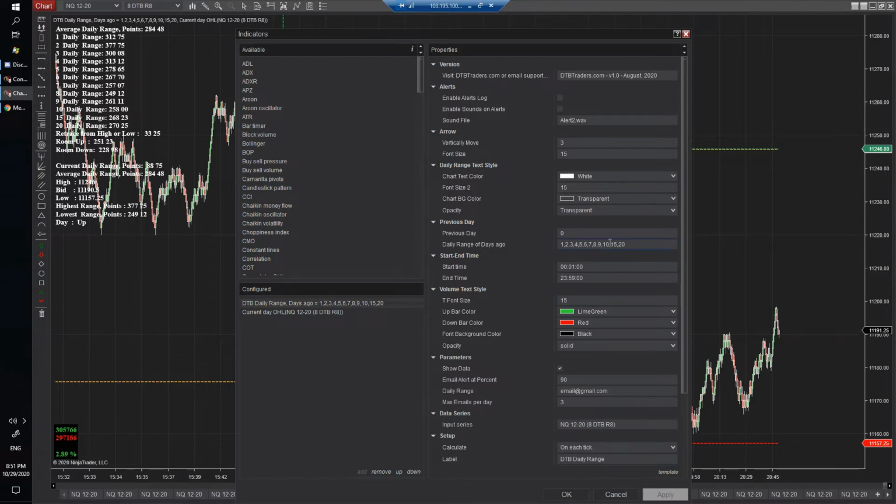And that can be modified. You can remove certain days that you want. You can even add certain days. Just bear in mind that the more days that you add, the more data you will need to load on your chart. So if you're going to load 20 trading days, you would need to load 30 days of data on your chart.